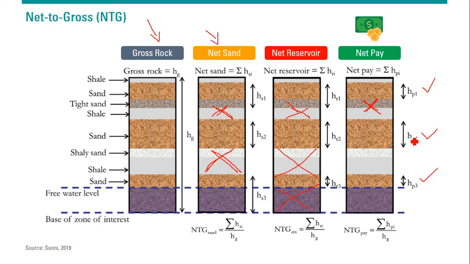And these are the places which contain the oil. So the money comes from the net pay, not from the gross reservoir, not from the gross rock. The petrophysicists will evaluate the log, they will analyze, and they will give us the net pay so that the reservoir engineer can know how thick the net pay is. Oil that is productive, oil that can flow, is stored in the net pay.